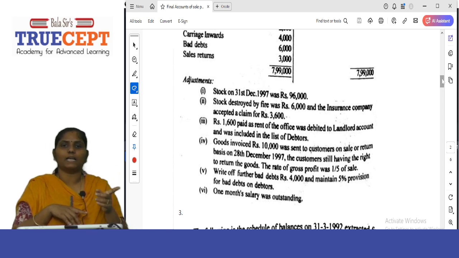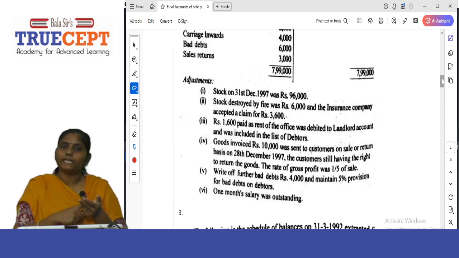They are accepting a partial claim. Remember, in case they accept a partial claim, how do I treat it? I will treat the loss that is not admitted by the insurance company in the profit and loss account. What is the loss in this sum? 6,000 minus 3,600, 2,400 is the loss that will be charged to my profit and loss account.